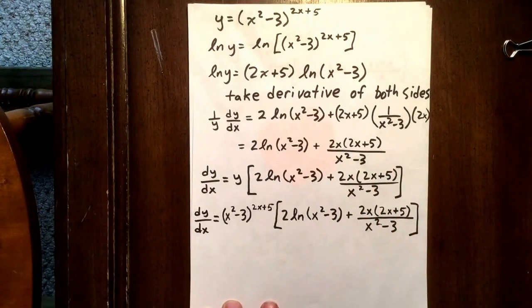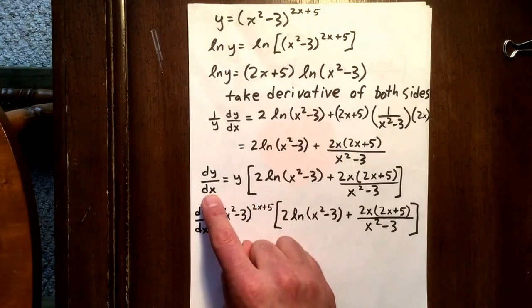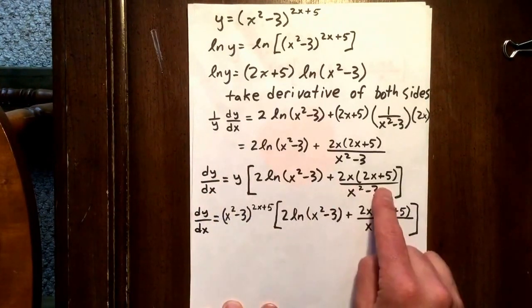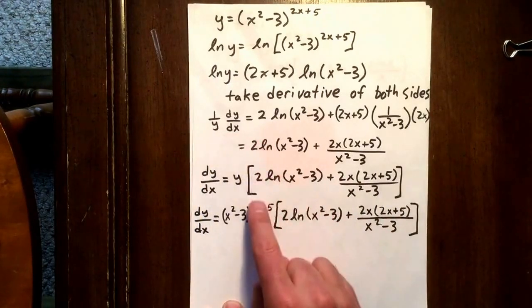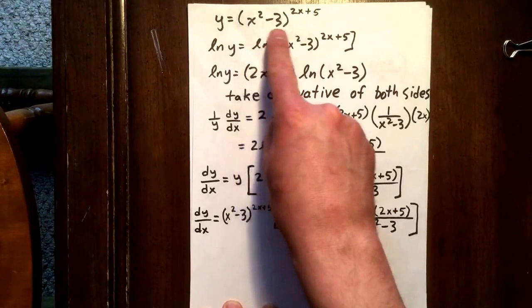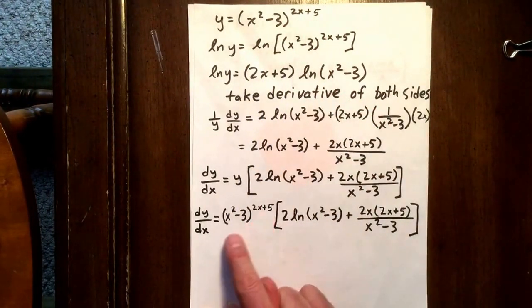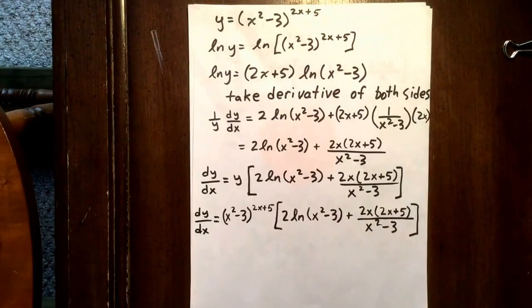Now that's what 1 over y times dy/dx equals. dy/dx itself would equal y times this expression. In other words, just multiply both sides by y. But remember what y is. y is (x squared minus 3) to the exponent 2x plus 5. So we sub that in for y, and we have an expression for dy/dx.